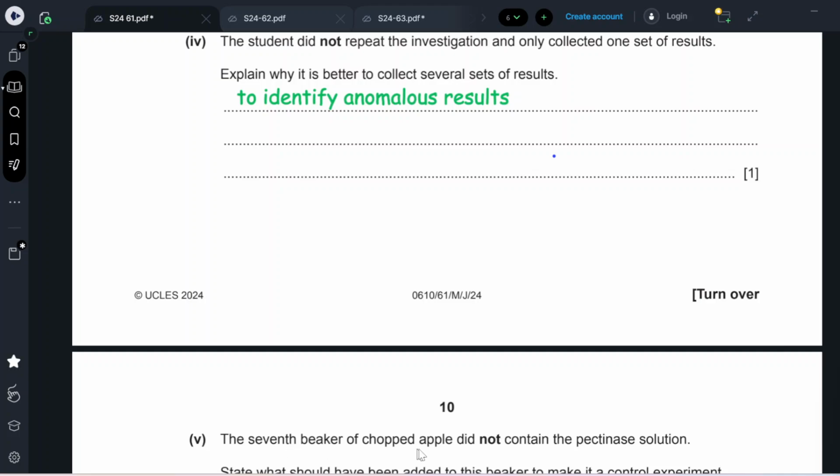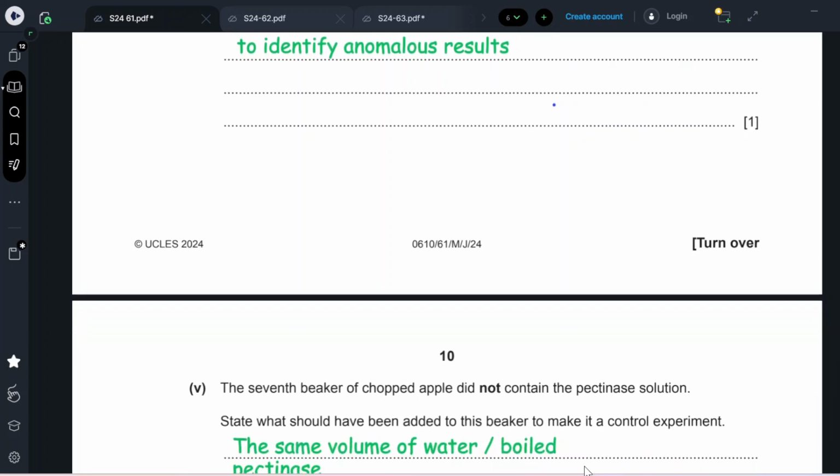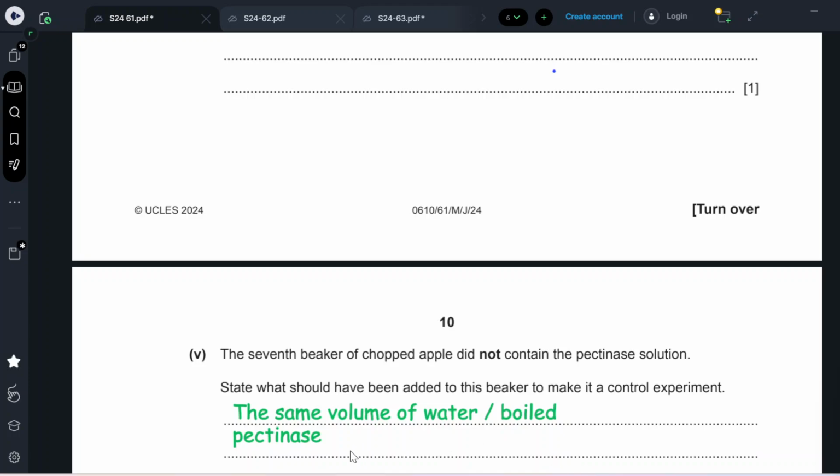The seventh beaker of chopped apple did not contain the pectinase solution. What should have been added to make it a control experiment? I removed the pectinase. What should I add instead for a control experiment? I can add water. I can add the same volume of boiled pectinase or the same volume of water.